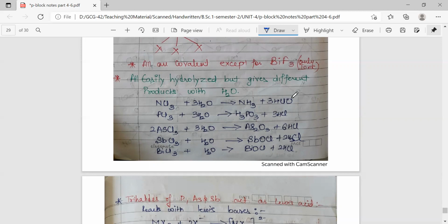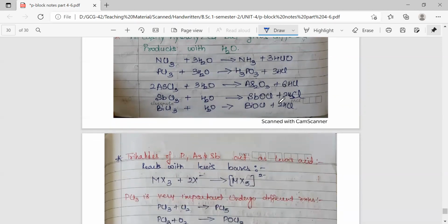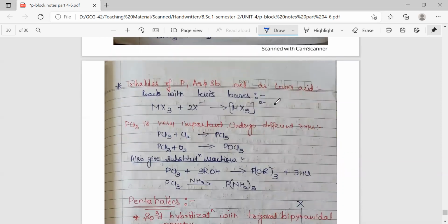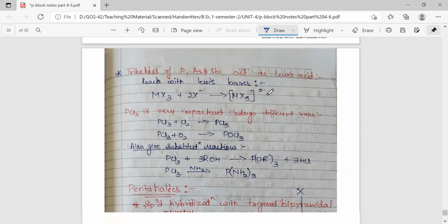So all these halides undergo hydrolysis, but they generate different products upon hydrolysis. Say NCl3, that is the trichloride of nitrogen, will generate ammonia. PCl3 will generate phosphorous acid. AsCl3 will generate As2O3. SbCl3 will generate the oxychloride of antimony. Similarly, bismuth chloride will generate BiOCl. So these trihalides act as Lewis acids. They will react with Lewis bases, or we can say the halide anion, and will give the corresponding soluble complexes, MX5 with charge 2 negative.